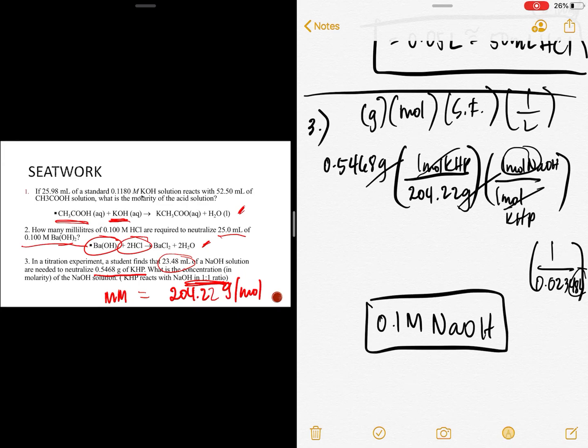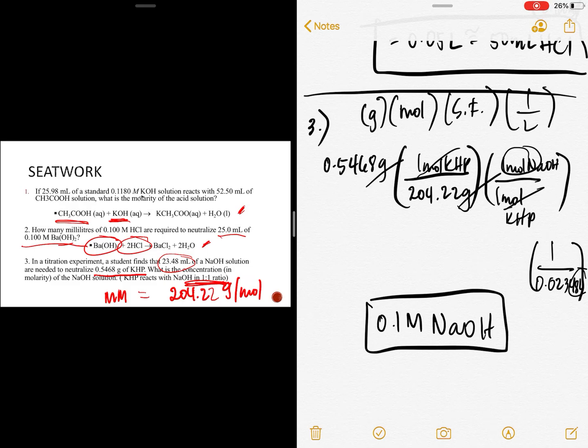Ayan. Let me input that again in my calculator to make sure na napindot natin na maayos. 0.5468 grams divided by 204.22, divided by 0.02348. Ayan. 0.1 molar, tama. Okay, so wag kayong mag-hesitate no na i-input ng input sa calculator ninyo kung unsure kayo dun sa pagkapindot nyo, no?